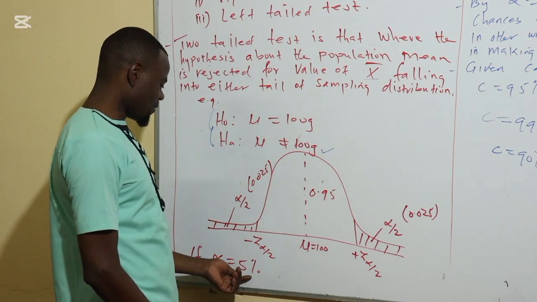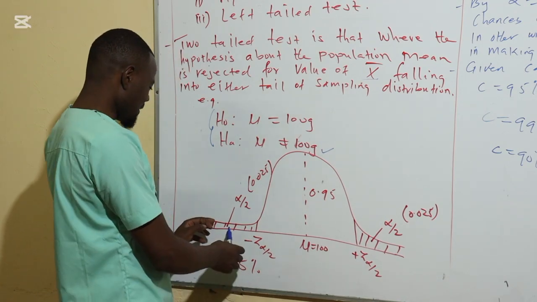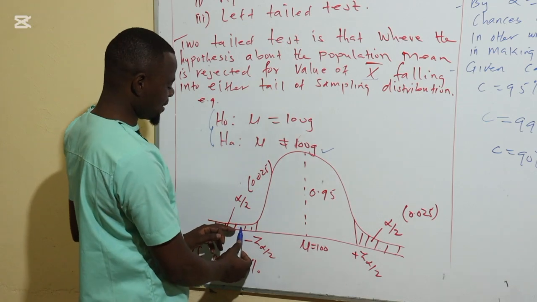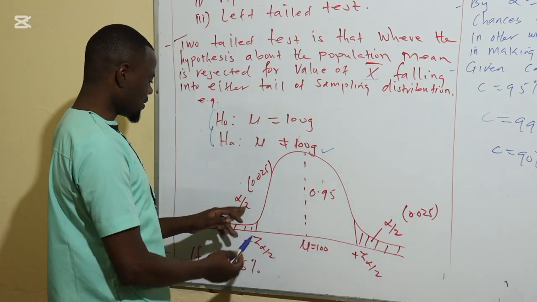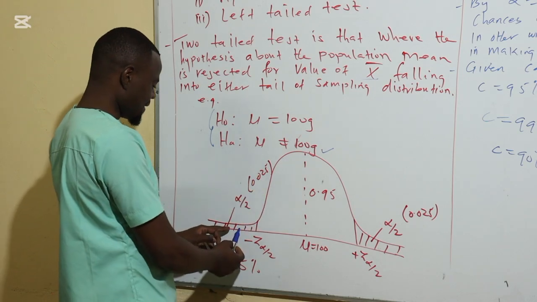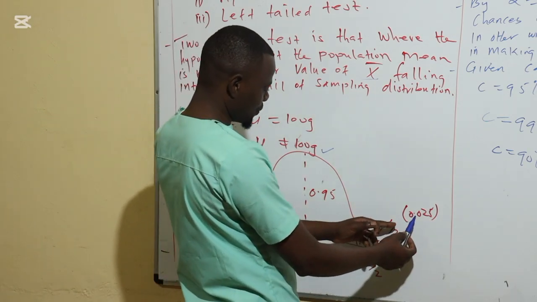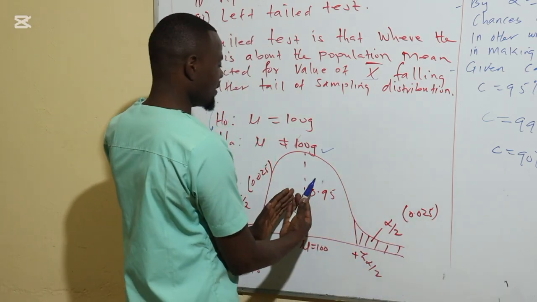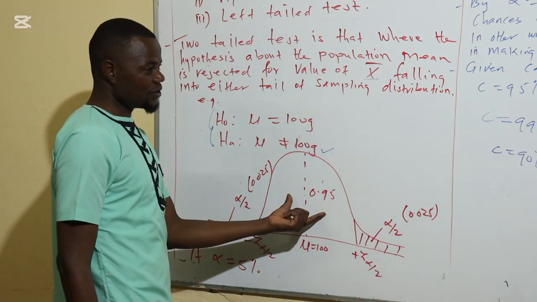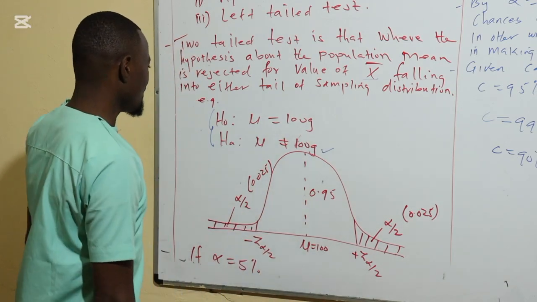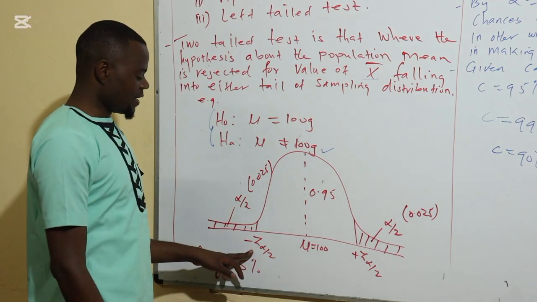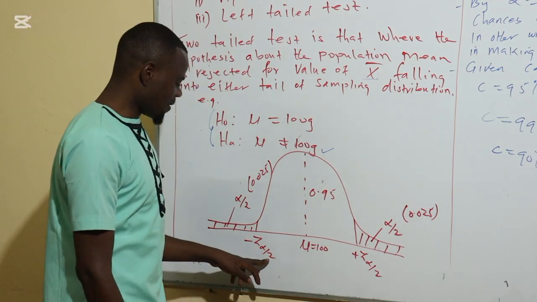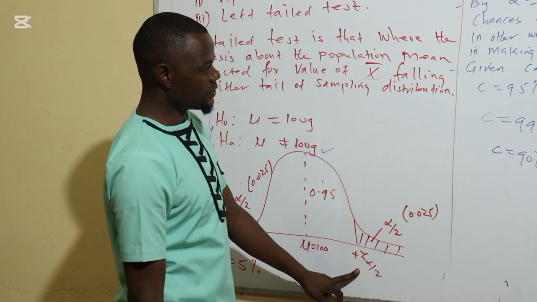Suppose I'm given alpha to be 5%, then this one is a half of 5 and this is a half of 5, so that they add up to 5. So that is why it is 0.025, this area, and this area is also 0.025. The remaining part, which is the acceptance region, will contain 0.95. To the left, you will have the negative Z alpha over 2. To the right, it is positive.